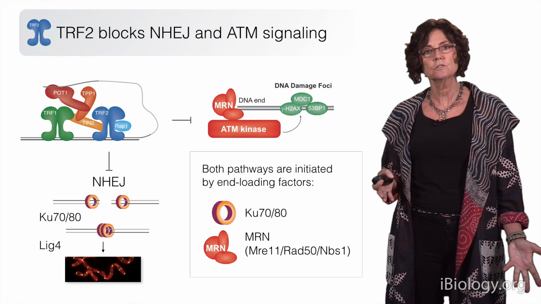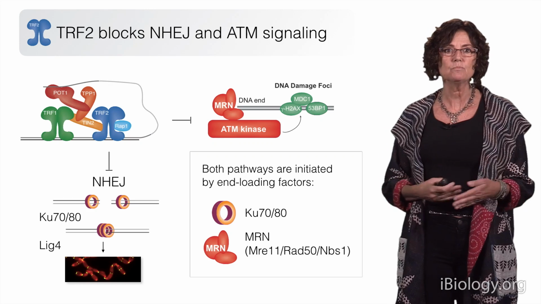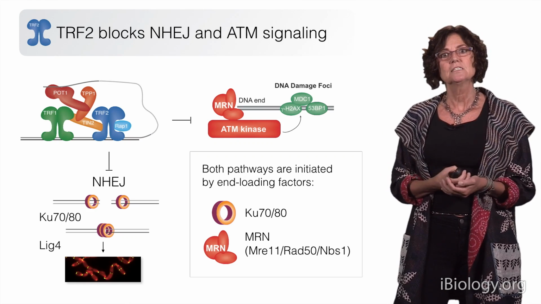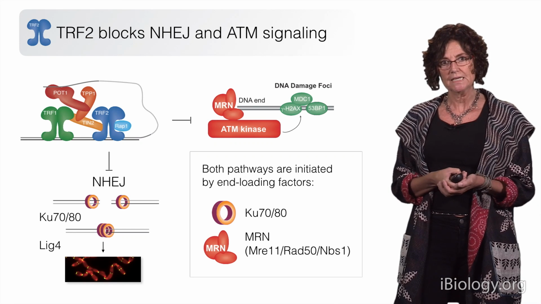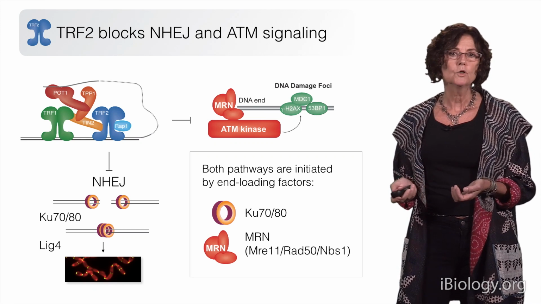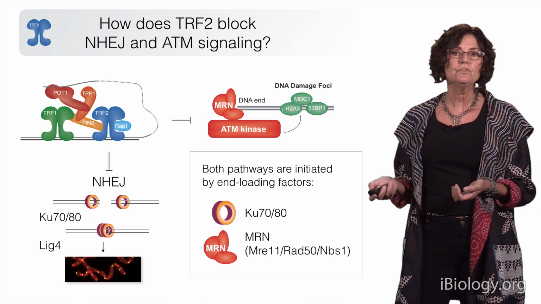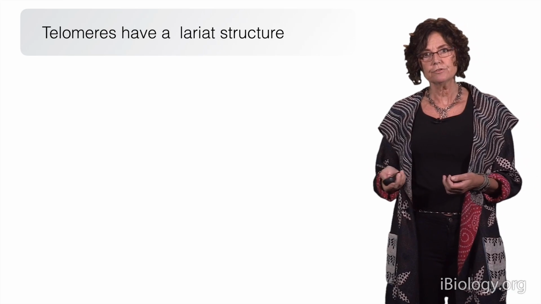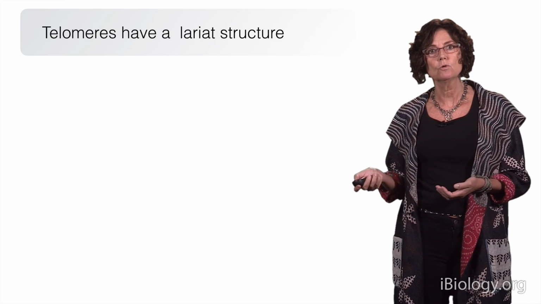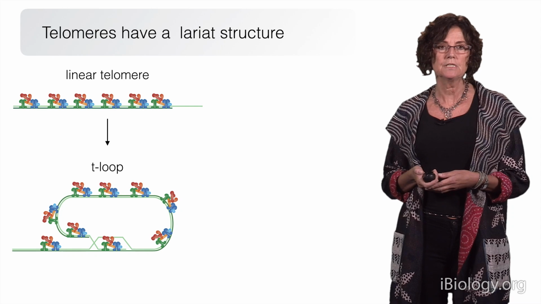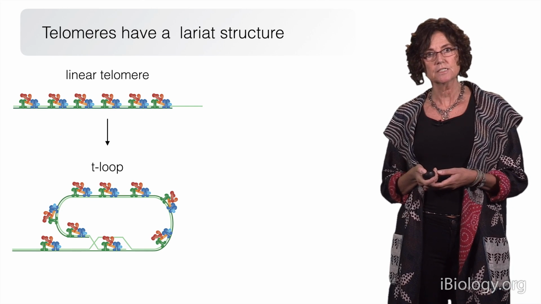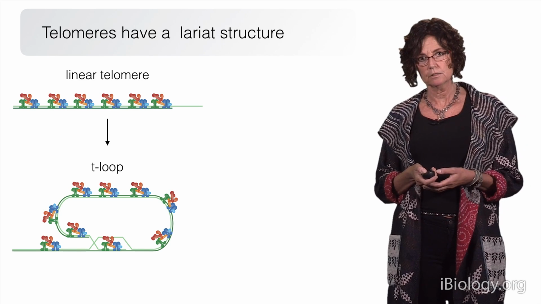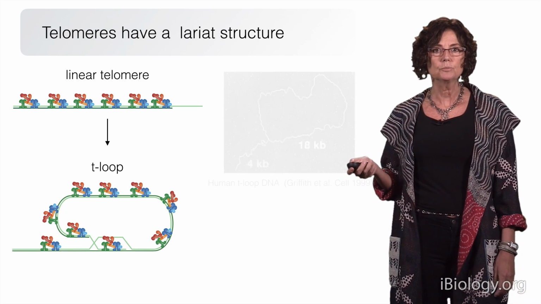So how does this work? How does this simple DNA binding protein, TRF2, prevent these end-loading proteins from getting at the telomere? Well, the clue to this came from work that was initially done by Jack Griffith in collaboration with us, who looked at the structure of telomeric DNA in mammalian cells. And he found that the telomeres are not linear, but can attain a T-loop structure.